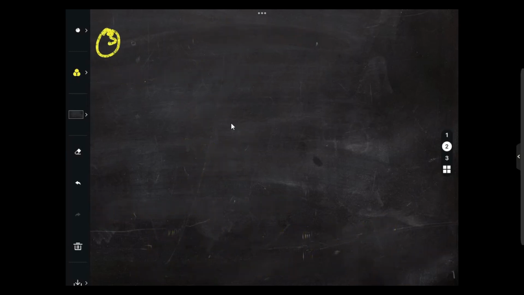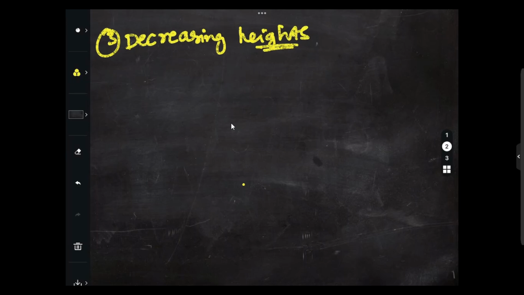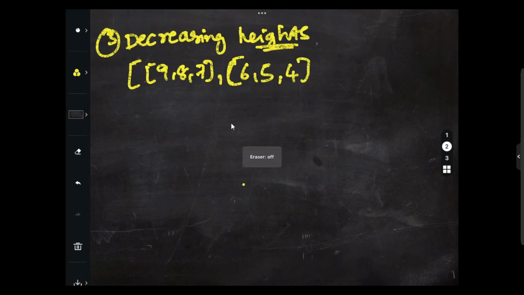Let's move on with the third edge case, decreasing heights. Decreasing heights, so the input has to be in a decreasing way, right? So I'll just give 9, 8, 7. Oh, decreasing I'm considering, right? Sorry, just give me a second here. 6, 5, 4. Finally, 3, 2, 1. This is fine.